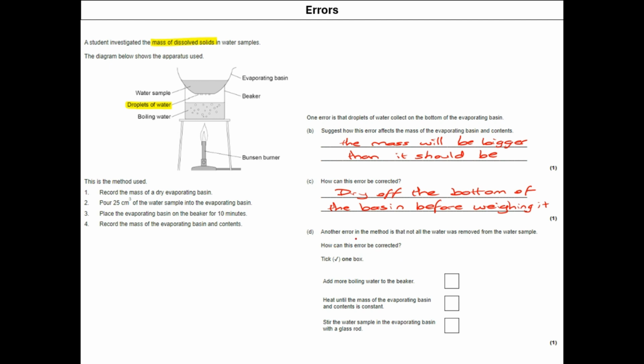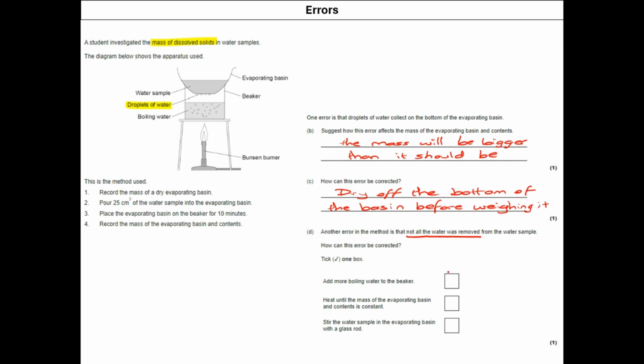Finally, it says another error in the method is that not all the water was removed from the water sample. How can this error be corrected? Well, not all the water was removed. They're implying they want all of the water removed. That's why they're boiling it. They're trying to get rid of the water to see the mass of dissolved solids in it.